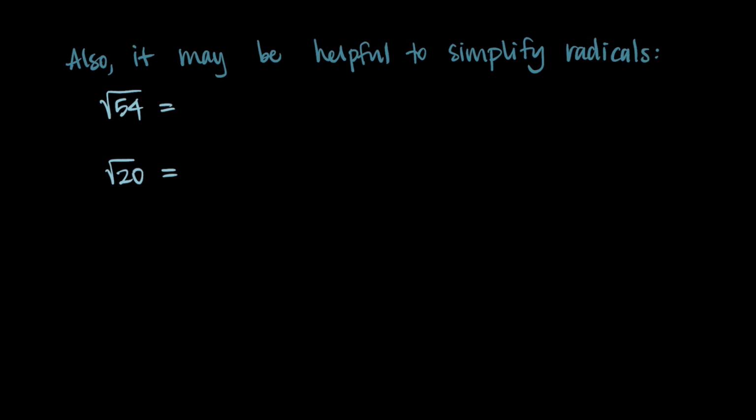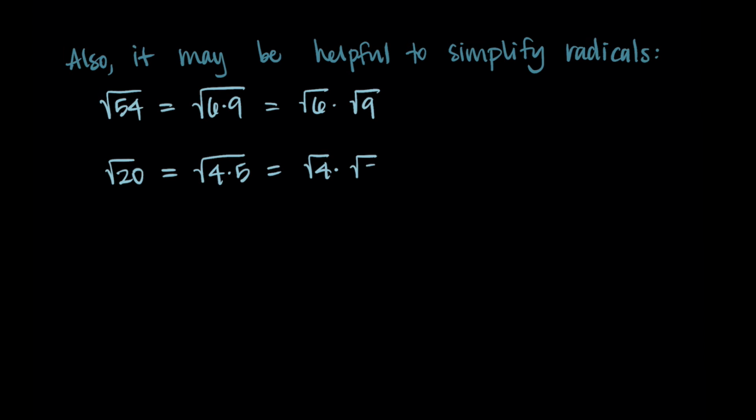Our main method for simplifying radicals, unless you're using a calculator of course, is to just try to factor into something that is a perfect square. So I'm going to write 54 as 6 times 9 because I know that the square root of 9 is 3. And I'm going to write the square root of 20 as 4 times 5 since I know the square root of 4 is 2. Then I can split this up into two radicals, so I have the square root of 6 times the square root of 9, or the square root of 4 times the square root of 5. And then I can simplify. The square root of 9 is 3, the square root of 4 is 2, and I'm left with 3 times the square root of 6 and 2 times the square root of 5.